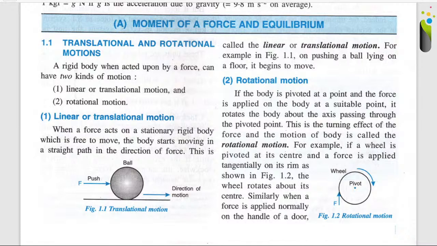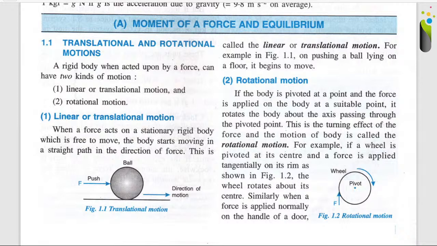A rigid body, when acted upon by a force, can have two kinds of motion: first, linear or translational motion, and second, rotational motion. Linear or translational motion: when a force acts on a stationary rigid body which is free to move, the body starts moving in a straight path in the direction of the force. This is called the linear or translational motion. For example, in figure 1.1, on pushing a ball lying on the floor, it begins to move.